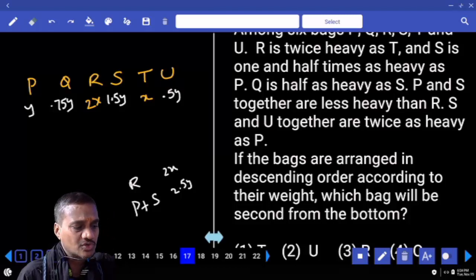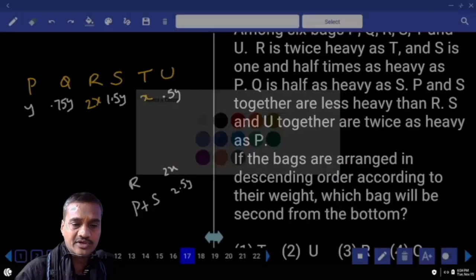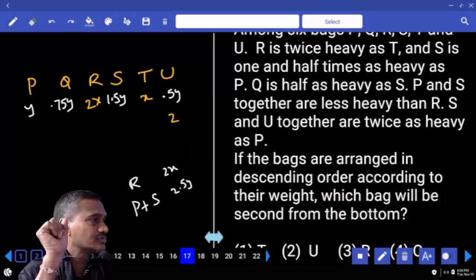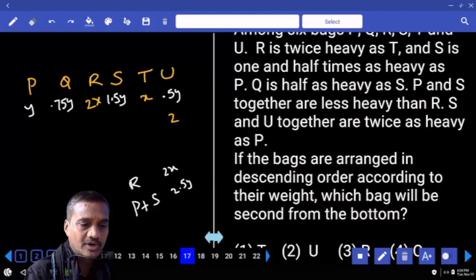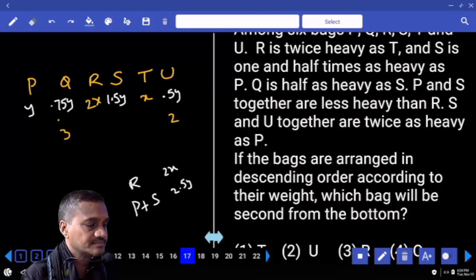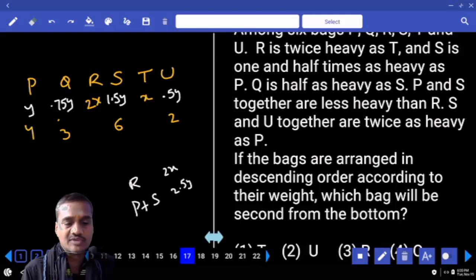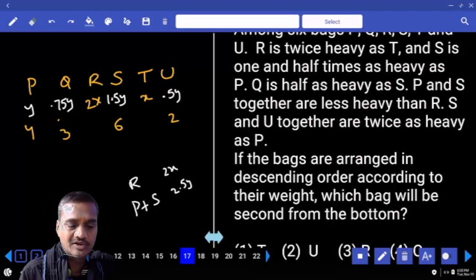Which is the smallest among these? 0.5Y is the smallest, right? Y is lesser than X. Now I am taking this 0.5, and each of these I am multiplying with 4. 0.5 into 4 is 2. 0.75 into 4 is 3. 1.5 into 4 is 6. And Y will be 4. Each of these we have multiplied with 4, so we have converted them into round figures.